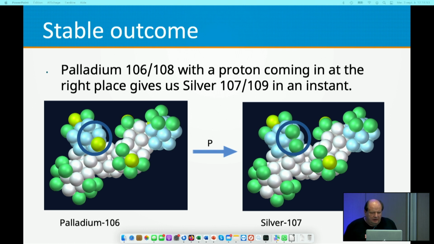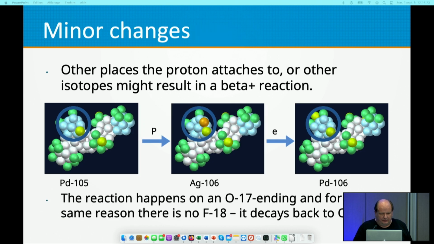So if you look at this, we start with palladium-106. And as you see here with the circle, there is a PEP readily waiting for a proton. It comes in, it connects, it creates a deuteron, and we end up simply with the structure of silver. It can be that simple. It's instantaneous, and there is nothing more going on. No strange radiation, nothing.